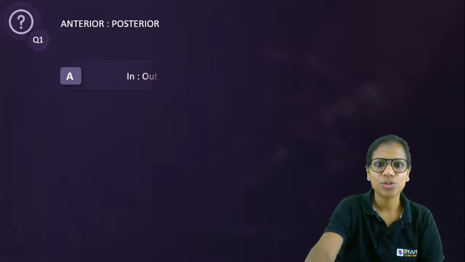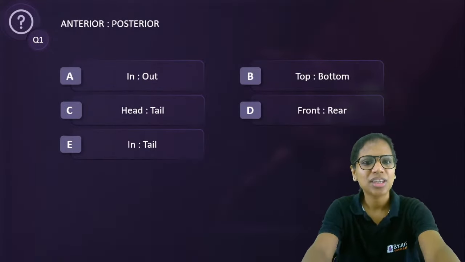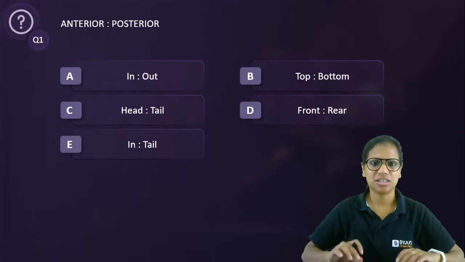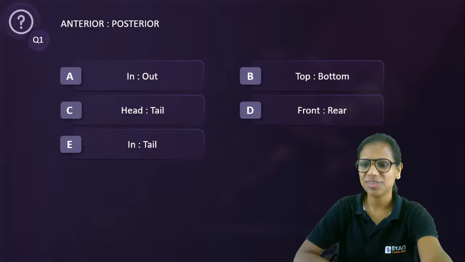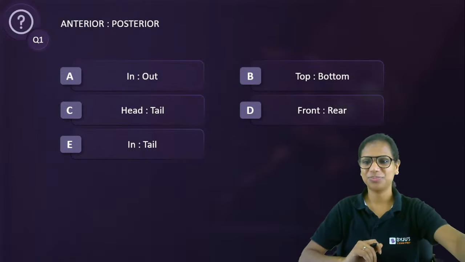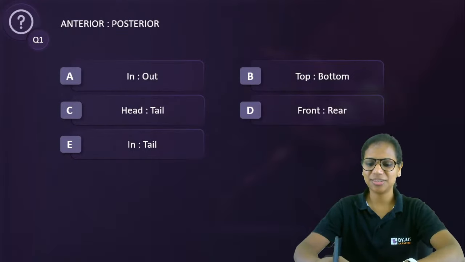Let's see our first question. It is a very easy question indeed. Anterior is to posterior. Which is the most similar relationship here? Answer quickly. Let's see who answers the fastest here.